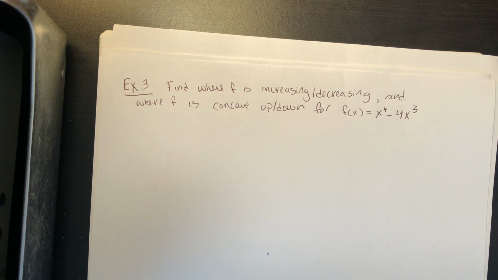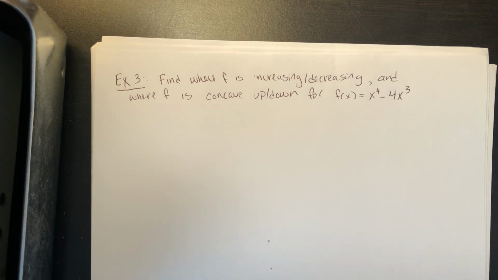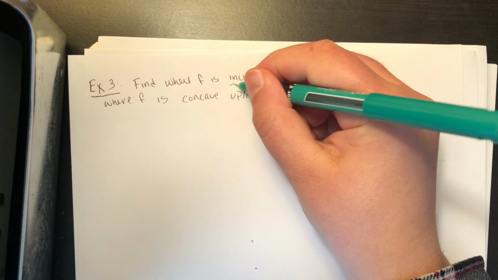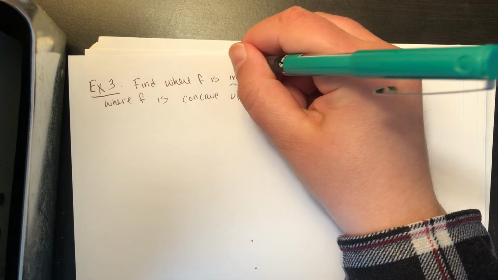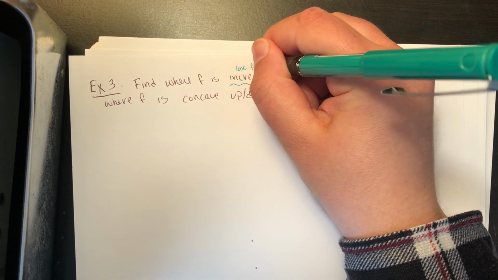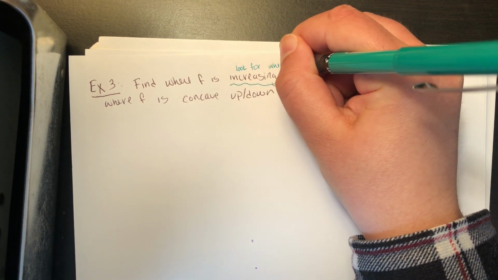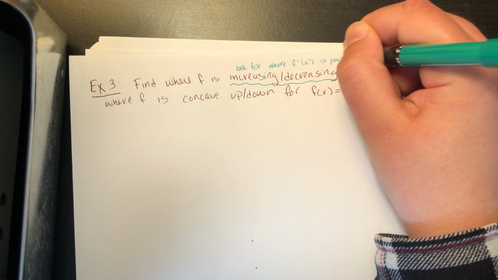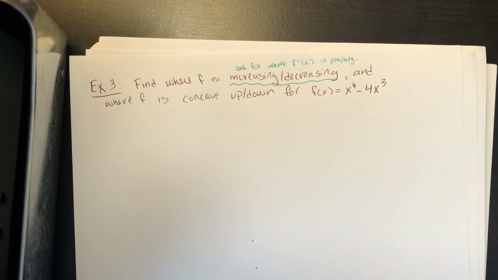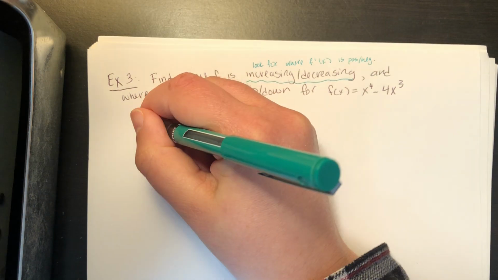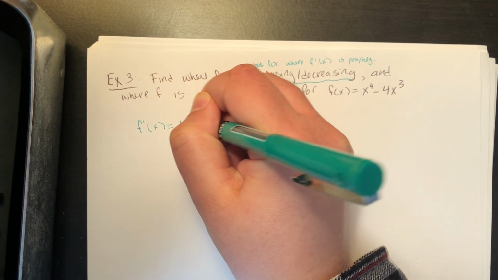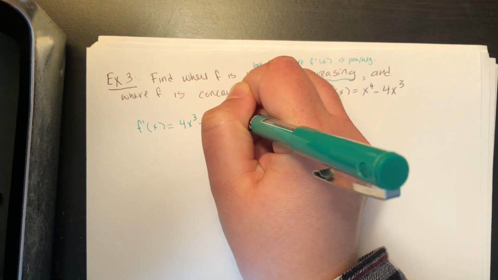We're going to try and determine first the increasing and decreasing intervals because we know that we just need the first derivatives for those, right? So for increasing and decreasing intervals, we want to look for where the first derivative is positive or negative. So let's start there. The first derivative of this function is going to be 4x cubed minus 12x squared.